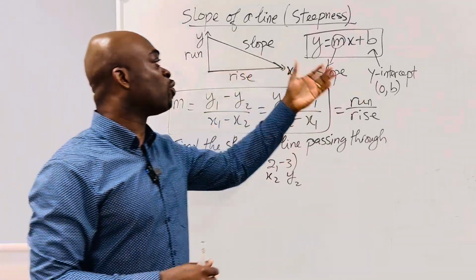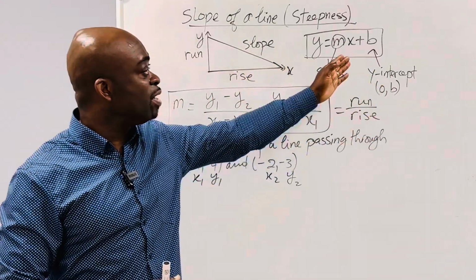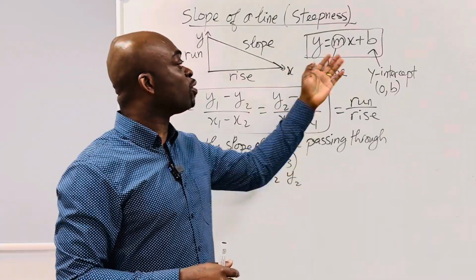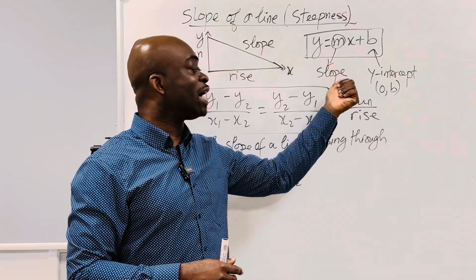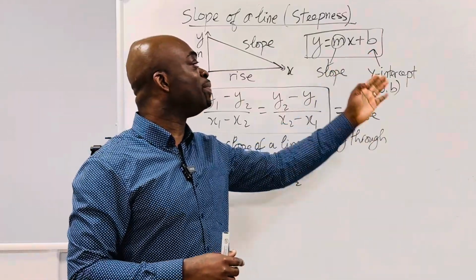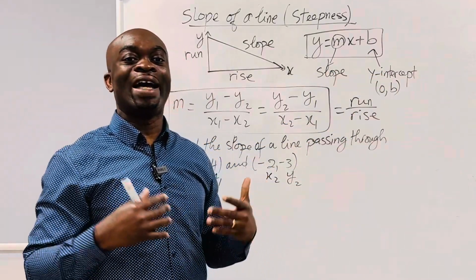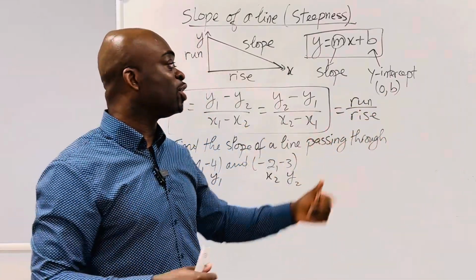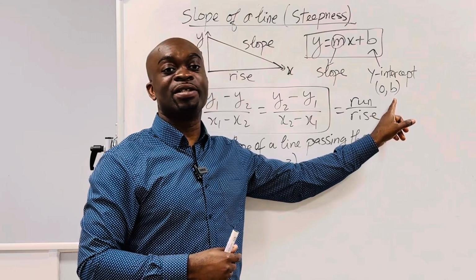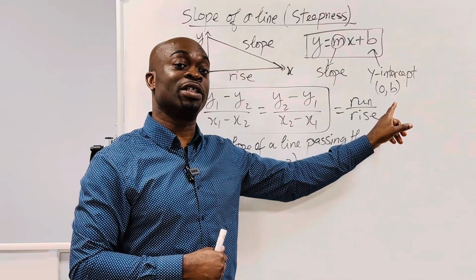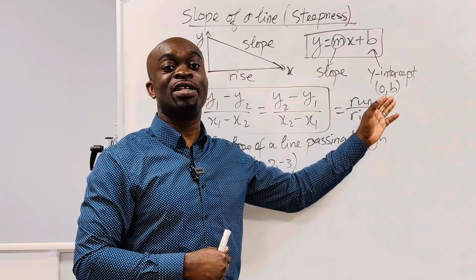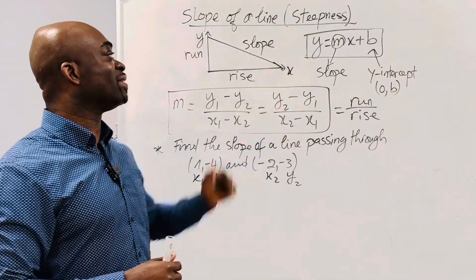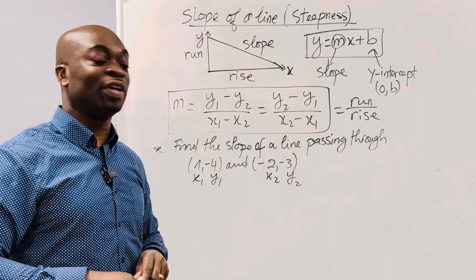Now, y equals mx plus b that we have here is the equation of a straight line. So m stands for what? M stands for the slope, and b stands for the y-intercept. The y-intercept is where the line and the y-axis cross each other at this point here. That's the coordinate of the point, 0, b. So these 0 and b are called coordinates. So that's the equation of a line that we have.